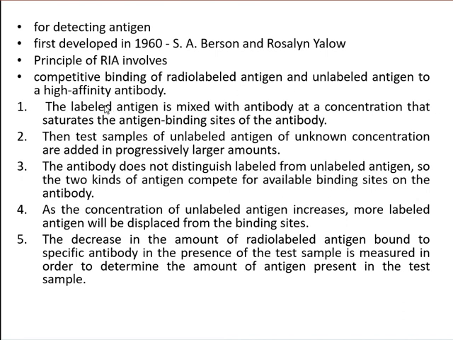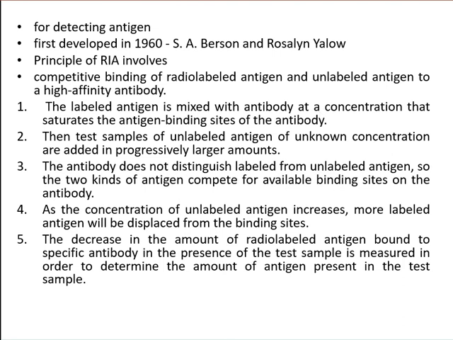So, the labeled antigen is mixed with the antibody at a concentration that will saturate the antigen binding sites of the antibody. Then you add the test sample containing unlabeled antigen of unknown concentration. You are adding them progressively in larger amounts. The antibody cannot distinguish the labeled antigen from the unlabeled antigen. So, the two kinds of antigens will compete for the free available binding sites on the antibody.